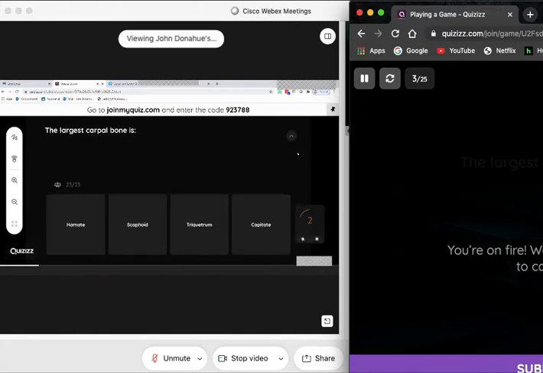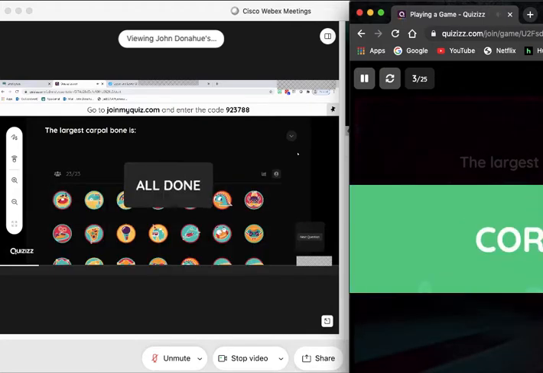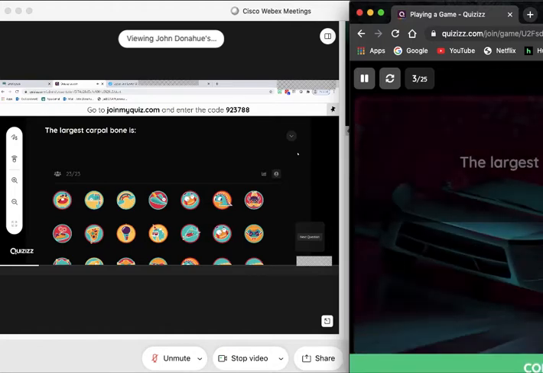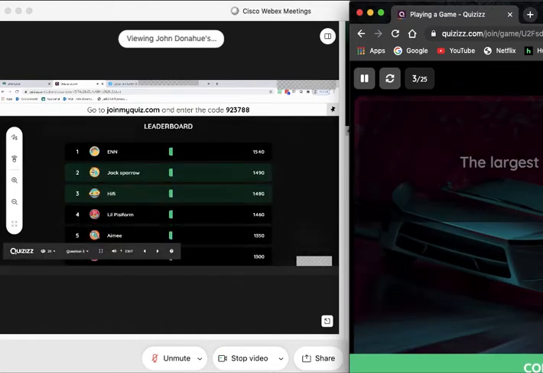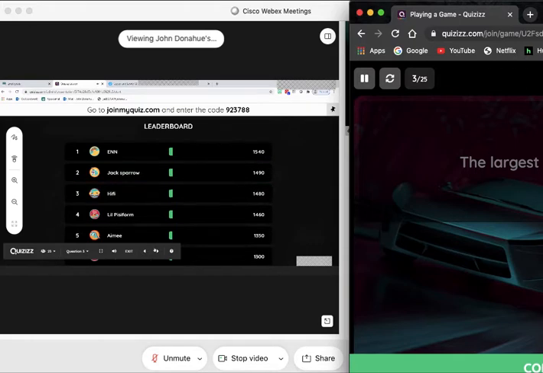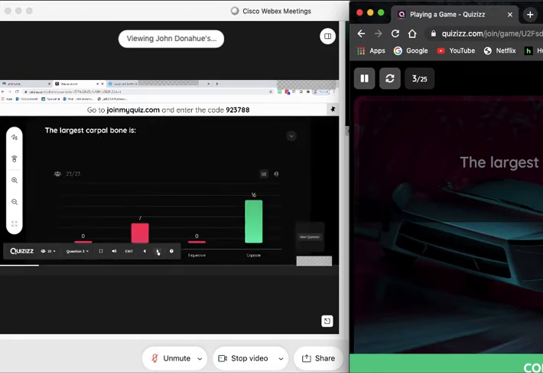Largest carpal bone. What is it, guys? Capitate. What's the smallest one? Pisiform. Pisiform, that is correct.